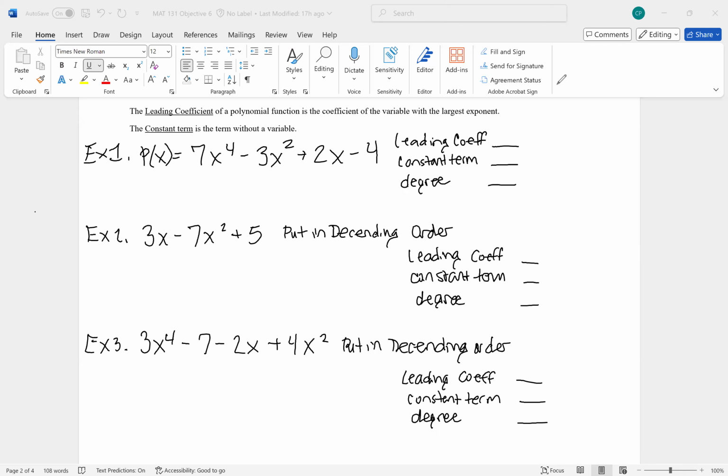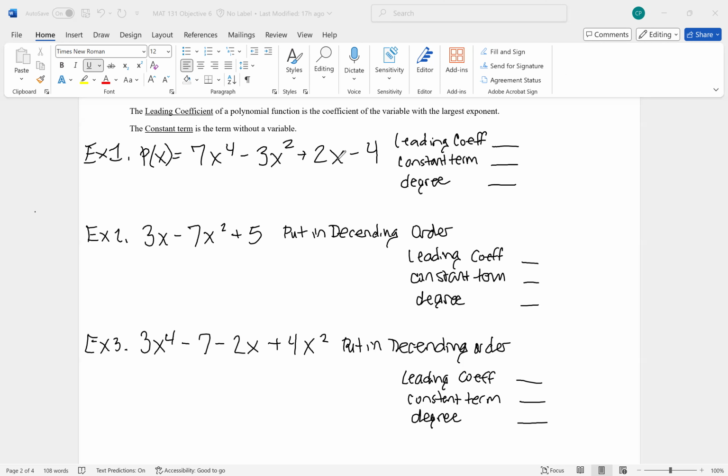So now let's talk about the leading coefficient, all right? The leading coefficient of a polynomial function is the coefficient of the variable with the largest exponent, okay? And the constant term is the term without a variable, okay? So if we look at example 1, it is already in descending order, okay? If we look at the 4 terms we have, the degrees go 4, 2, 1, and 0, okay? So it's already in descending order.